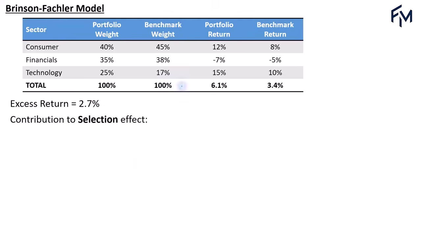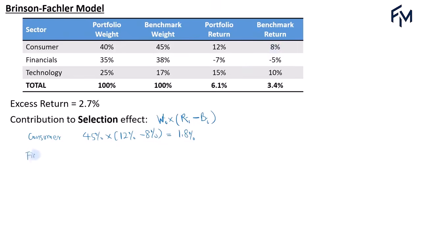Next, for the selection effect, the formula will be to take the weightage in the benchmark, multiply by the return in the portfolio for sector i minus the benchmark return for sector i. So for consumer, that will be 45% multiplied by 12% minus 8%. So that will equal 1.8%. So that was a right decision. In other words, the manager's security selection skill is better than the benchmark.